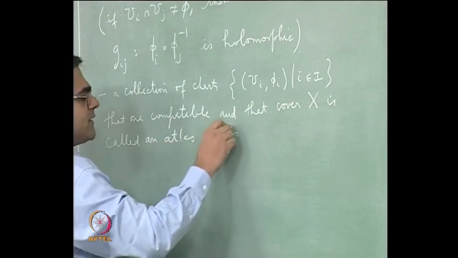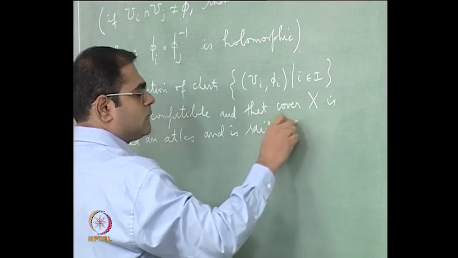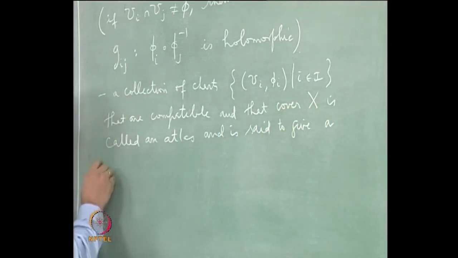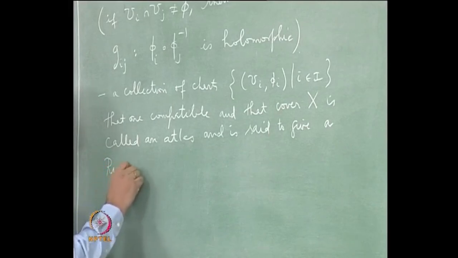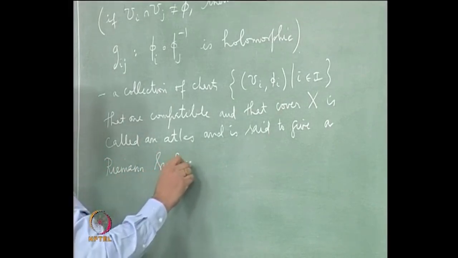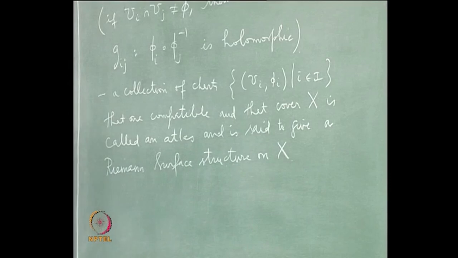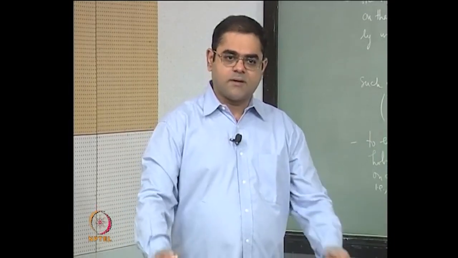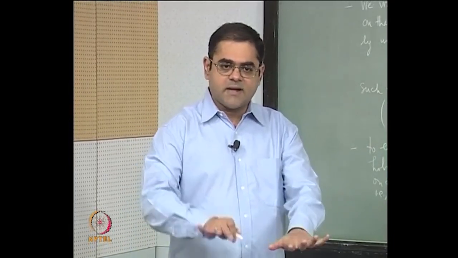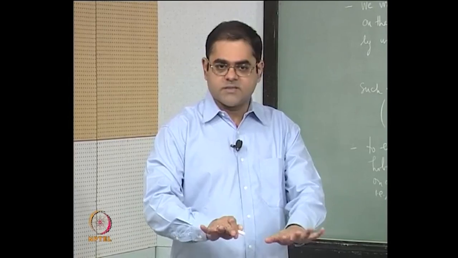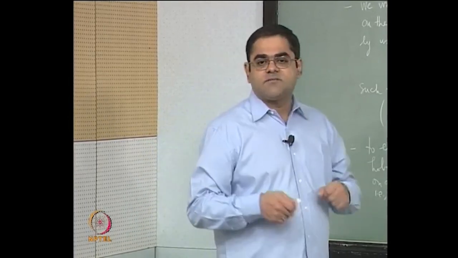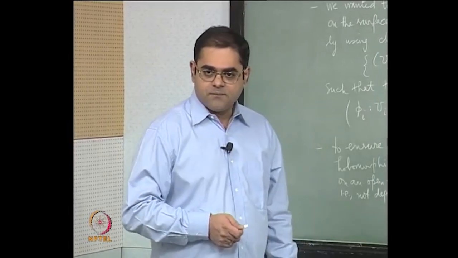and is said to give a Riemann surface structure on the real surface X. So this was our definition of what a Riemann surface should be. You take a real surface, cover it by charts which are compatible, and this collection of compatible charts is called an atlas, and the real surface along with this atlas put together is called a Riemann surface. You can rather call it a Riemann surface structure on X.